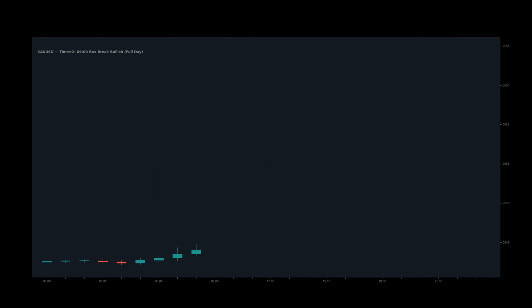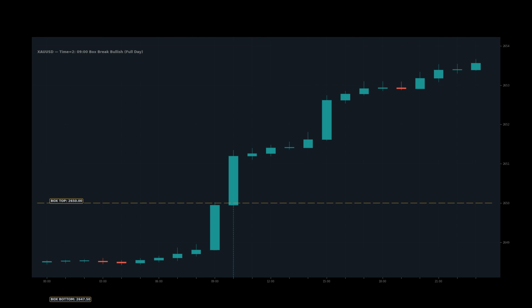Time score of 2 points. The 9 a.m. pre-London box break. Look at this full day chart. The overnight box from 9 p.m. to 6 a.m. is clearly marked. The 6 a.m. awakening shows a bullish bias. Then, at 9 a.m., the candle breaks decisively above the overnight box with a body greater than 50% of its range. The direction continues as the dominant trend approximately 70 to 75% of the time when the break is decisive.